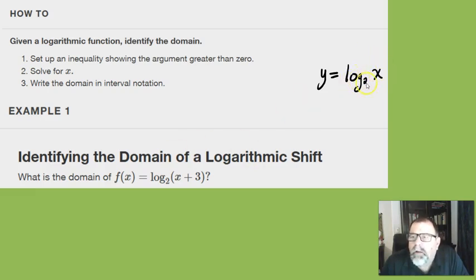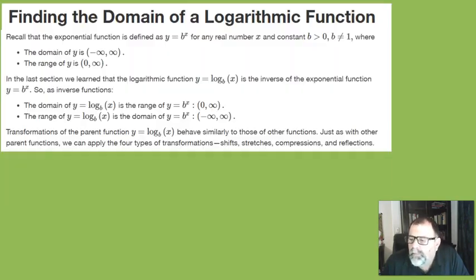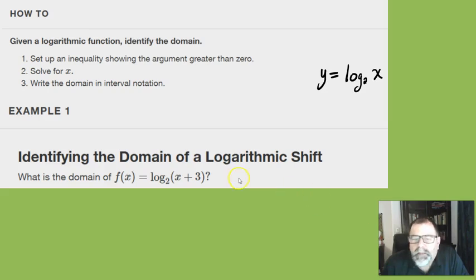Okay, so if our base function or parent function, as the book is referring to it, is log base 2 of x, we know from what we just talked about that the domain of the log function is going to be the range of the exponential function. So the domain will be from 0 to infinity, right? But then we're shifting it. The plus 3 shifts it to the left 3 units. So if you're on the x-axis and the domain's from 0 to infinity, and then we shift it left 3 units, it's going to start here. So that's one way to do it.